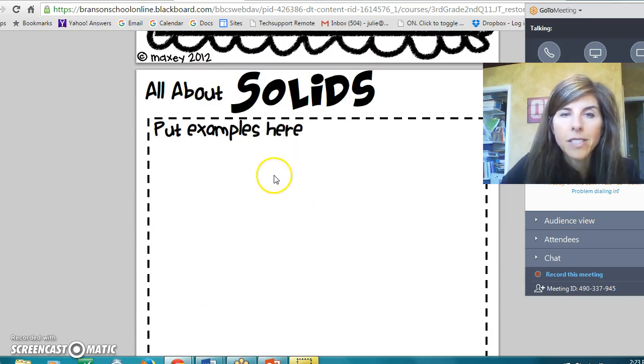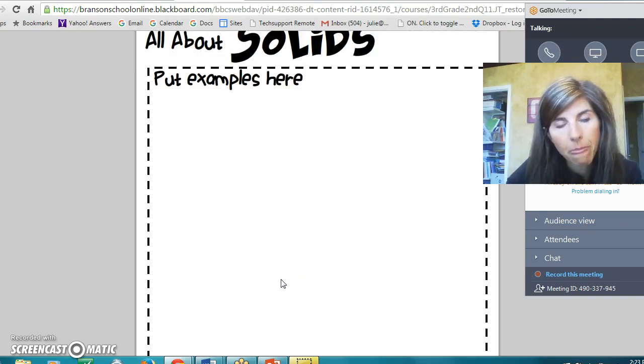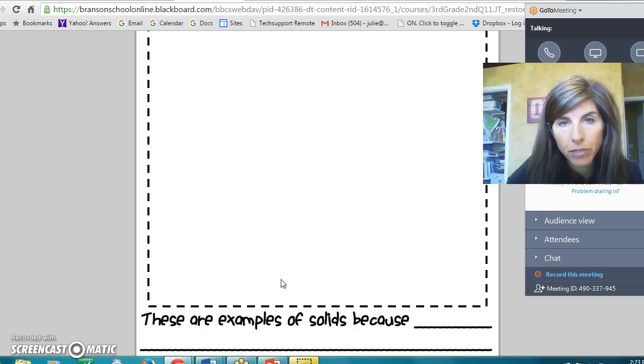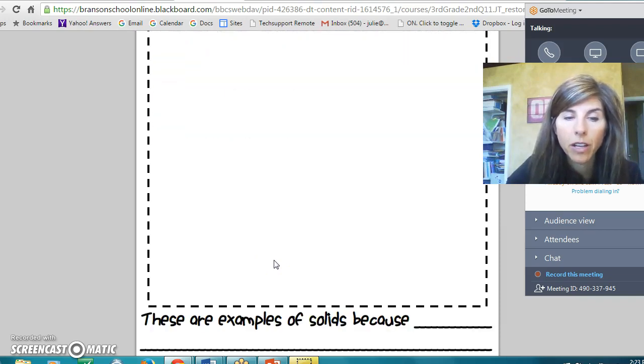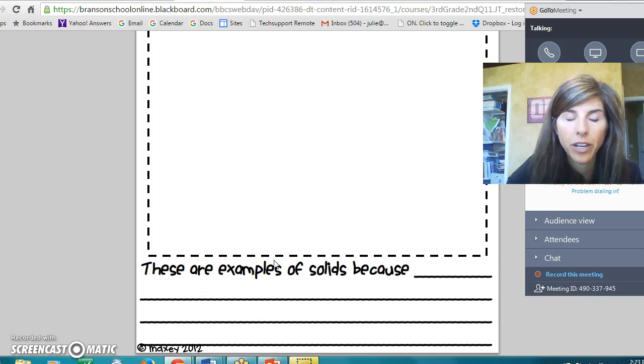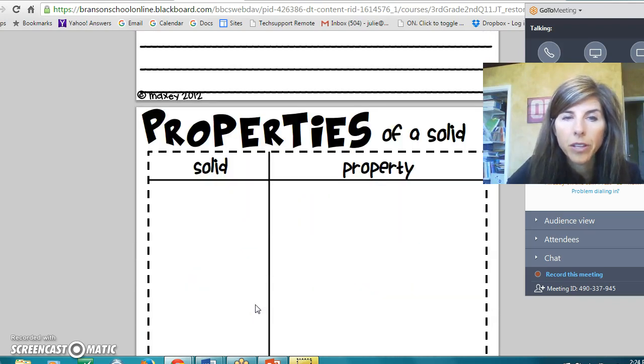all about solids. So go ahead and you can draw a picture here, or you can cut out pictures from a magazine, newspaper, or print them off the internet and put examples of solids here, where the atoms are close together and they don't break, and they can break if dropped or hit. These are examples of solids because you need to say why from the video or from the PowerPoint. Properties of a solid.